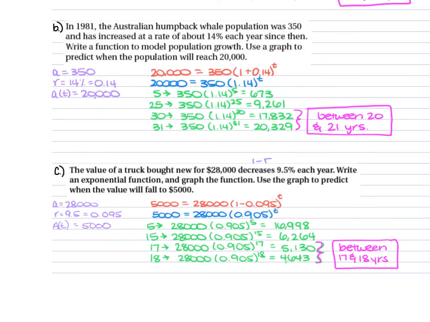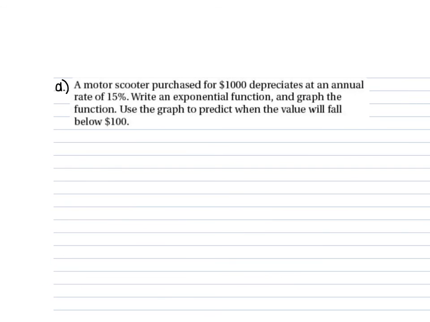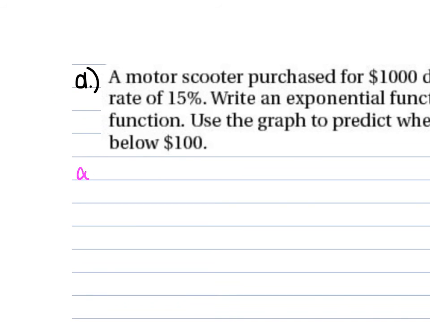For our last example, it says a motor scooter purchased for $1,000 depreciates, which just means there's a decrease. So we're going to start with our A of 1,000. We have a decrease of 15%. So our rate of 15% is 0.15 as a decimal, and we're decreasing, so that's going to be 1 minus our rate. And we want to know when it falls below. So our A of t is going to be 100.